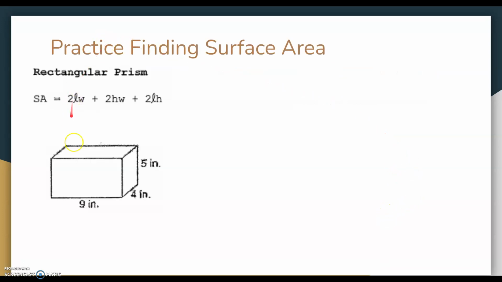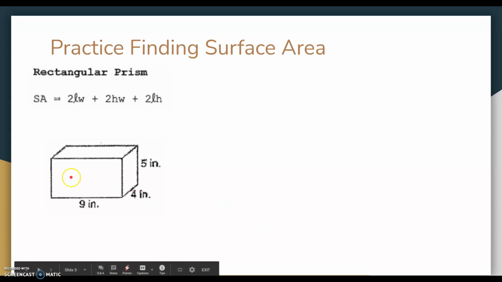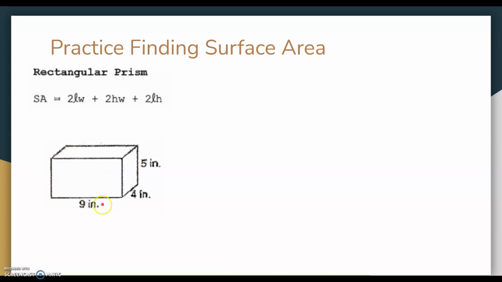All right, so here we have a new rectangular prism. Again, we want to find the surface area, and the surface area is talking about the space on the outside. So think of like a label. Whenever you go to buy something that's in a rectangular prism, the manufacturers put a label on the outside. That is finding the surface area, okay? So let's use our formula to find this area.